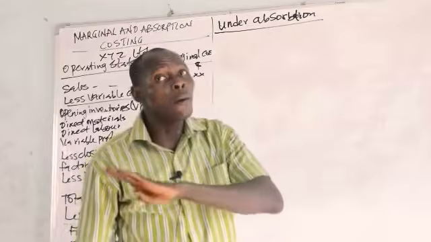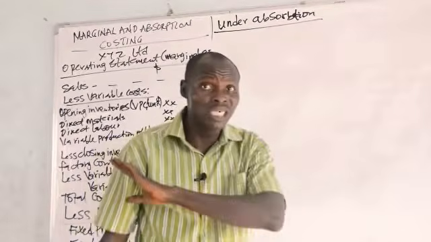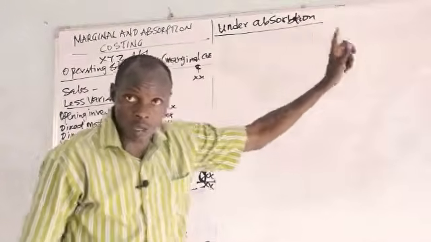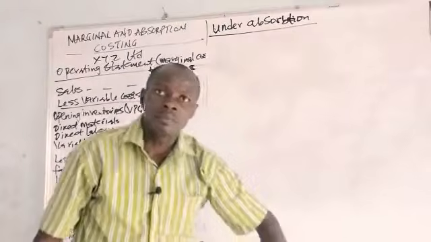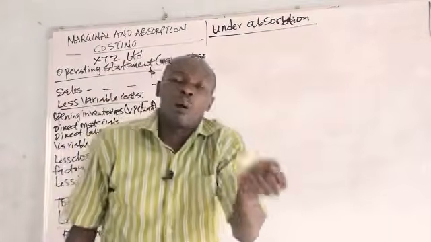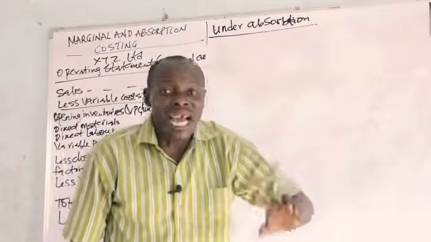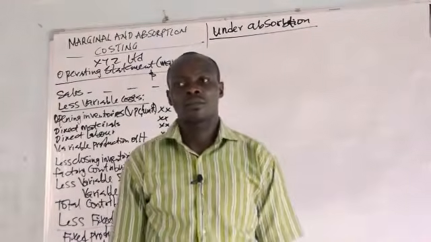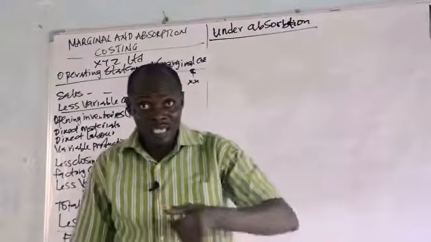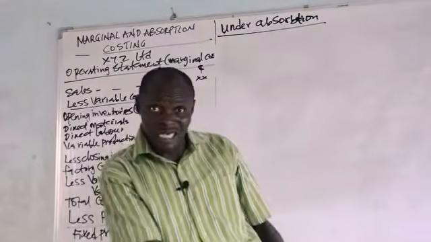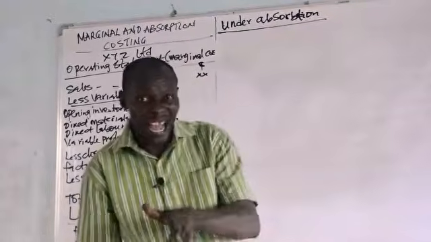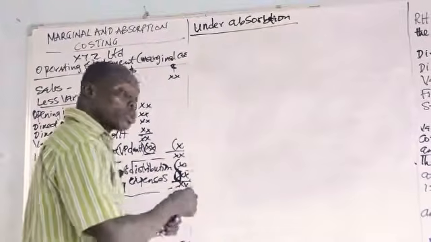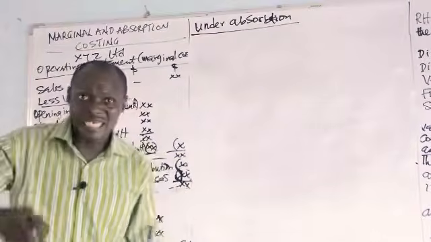You are going to treat the fixed non-production ones separately. My concern is the one that relates to production. Under absorbed, under means below. When the overheads absorbed is less than the actual amount of overheads incurred, that is under absorption. It means the overheads you charge to the product is less than the actual amount of overheads incurred.